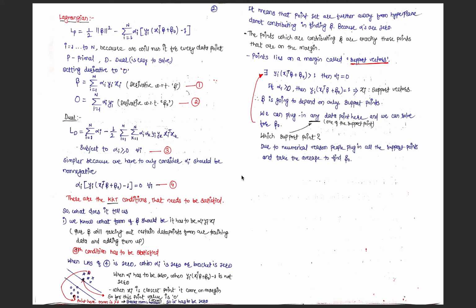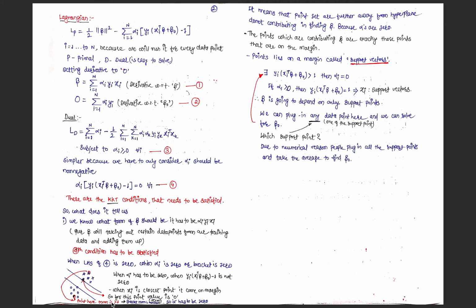When x_i is the closest point, it comes on the margin. If it is the closest point, it will come on the margin. So we can call it a support vector also. Anything that comes on the margin, we can call it a margin point. For this point the value is 0. You can say that for this point and this point, the bracket term is greater than 1.